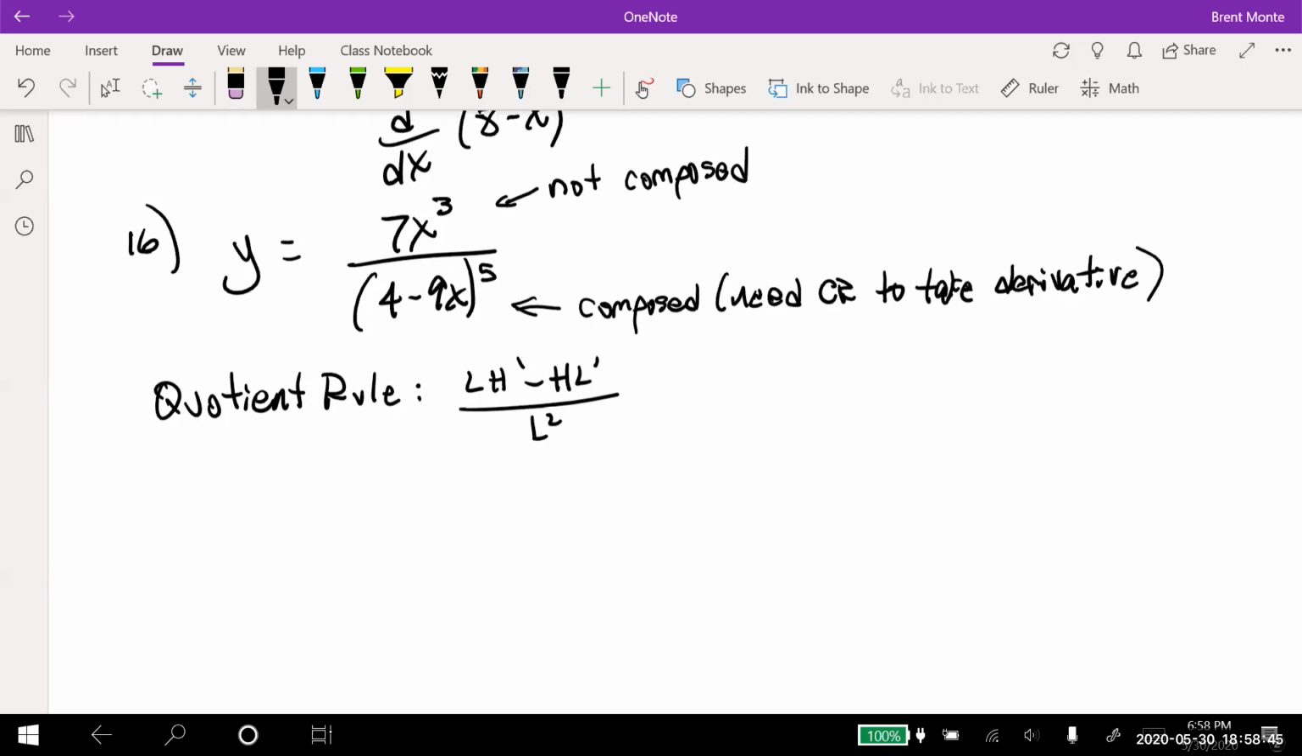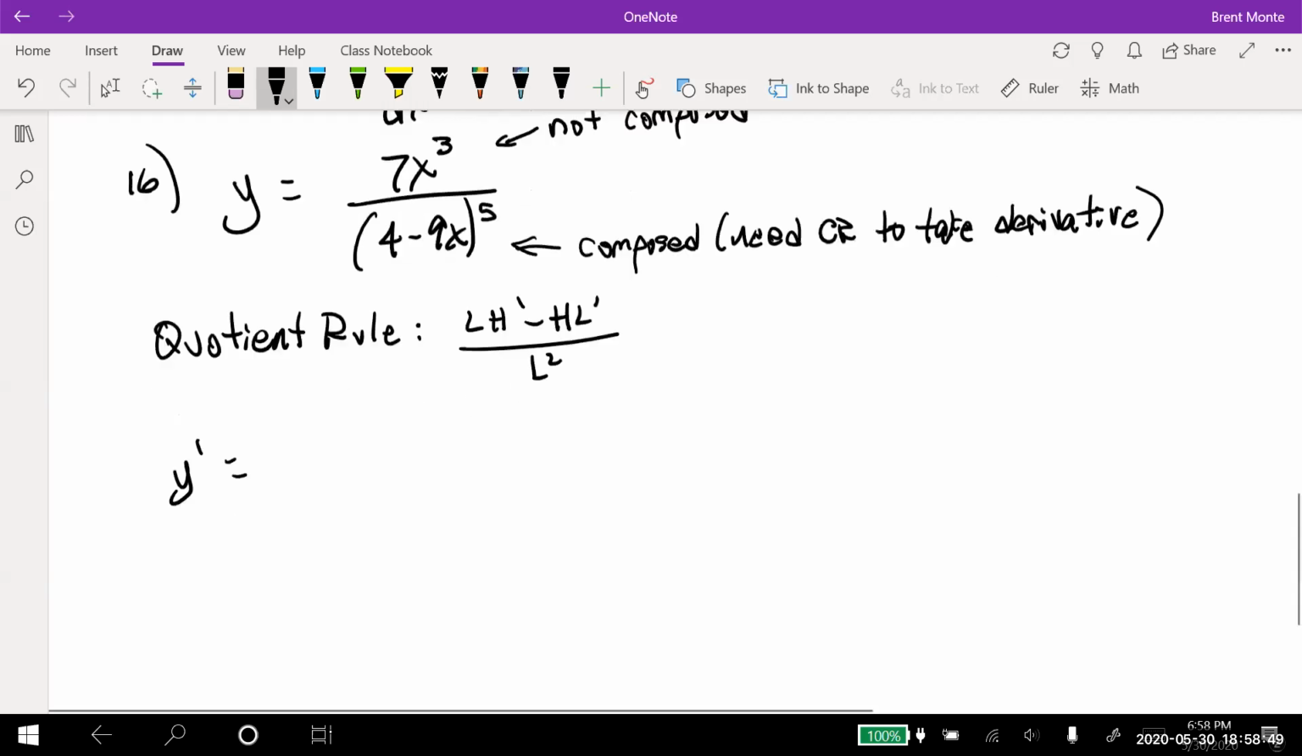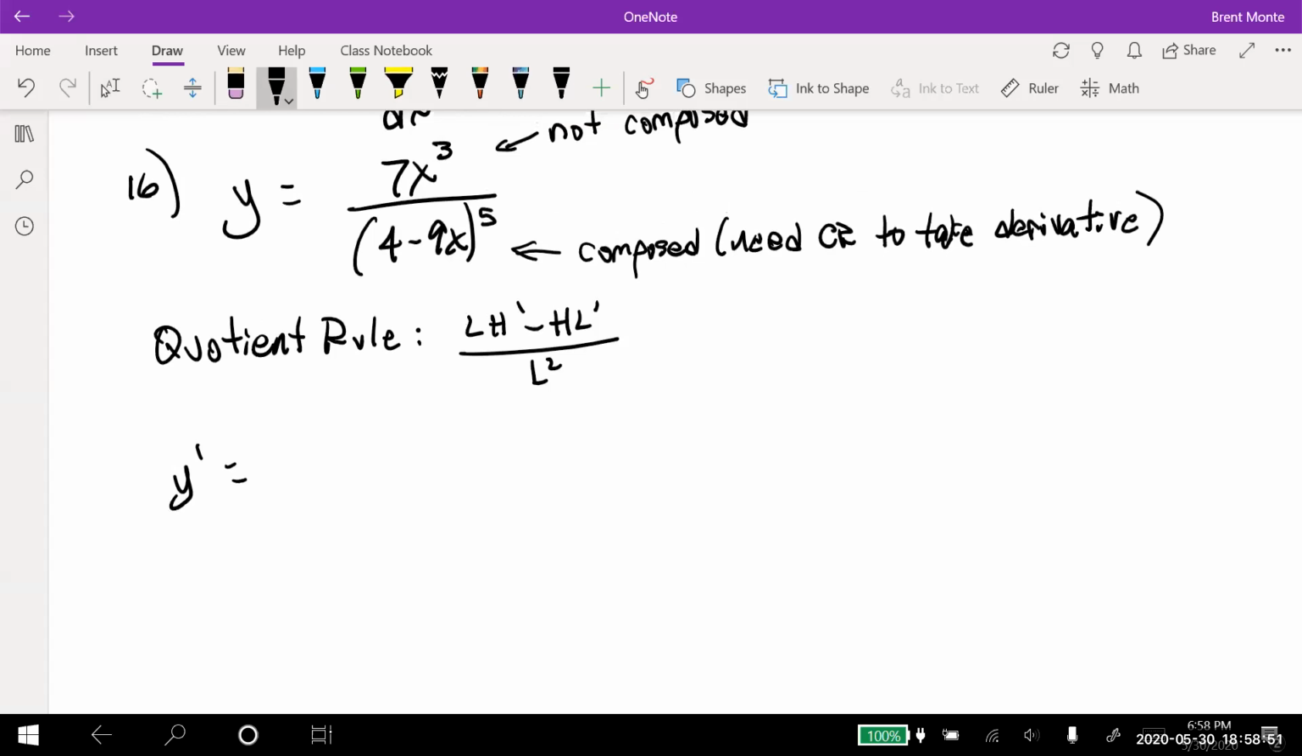So let's see. We've got y prime equals, okay, so it's low, 4 minus 9x all raised to the 5th, d high, that's 7x cubed, when I take the derivative, 21x squared. That's the end of that piece, minus high d low.